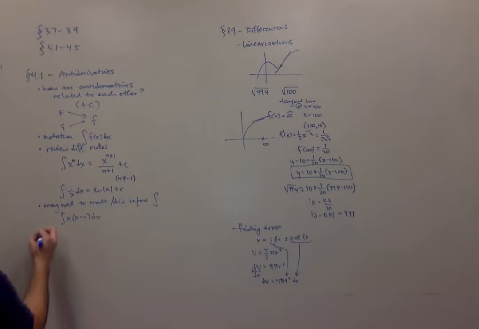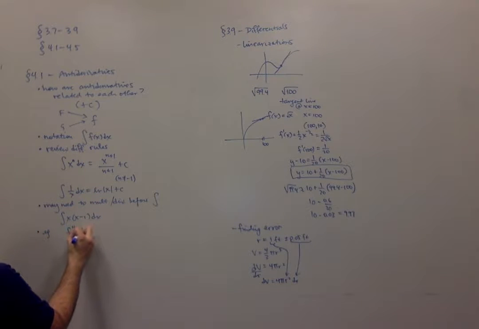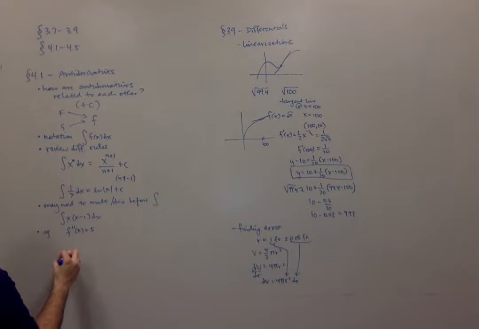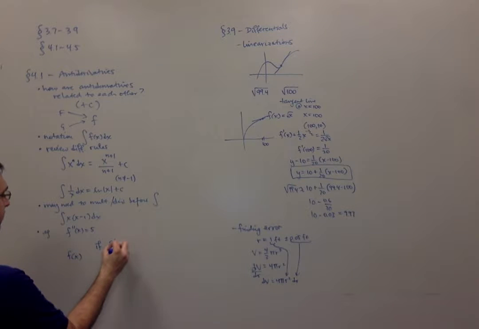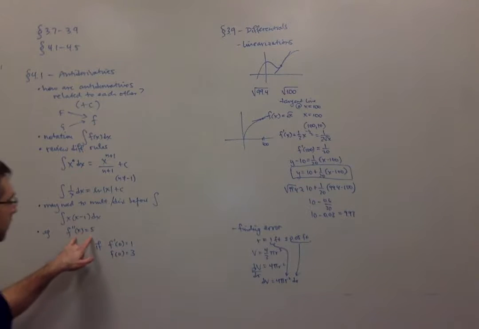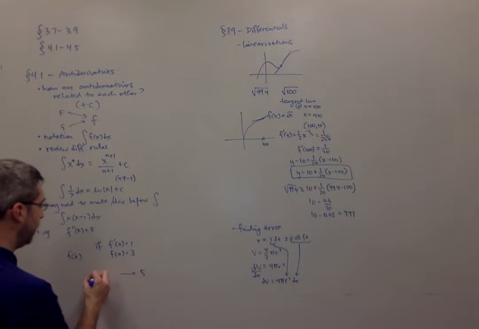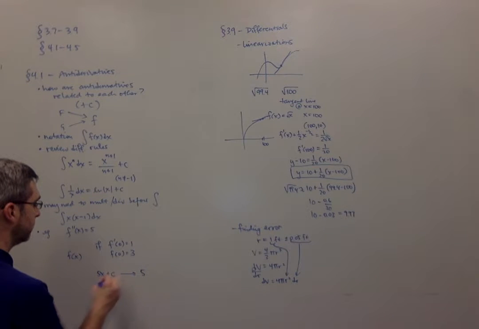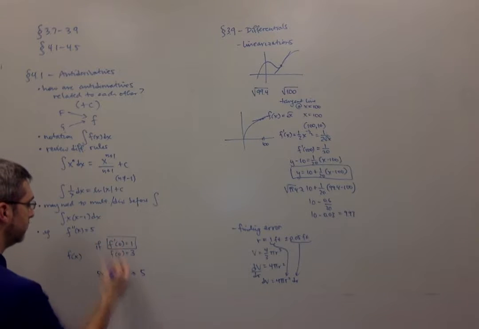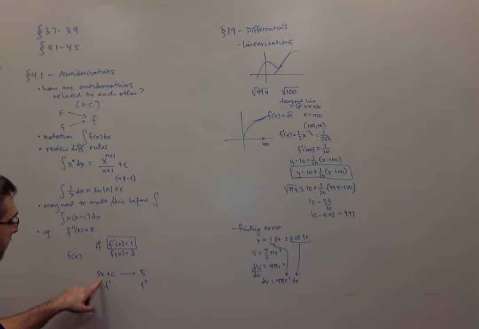And the last thing to remember from this section is we did have some examples where, for instance, the second derivative was 5, and I said, well, what's the original function if the first derivative at 0 is 1 and the function at 0 is 3? So what you do is, if the second derivative is 5, then it came from 5x plus some constant, and then you use this information about the first derivative to figure out what that constant should be. In this case, the constant would be 1.